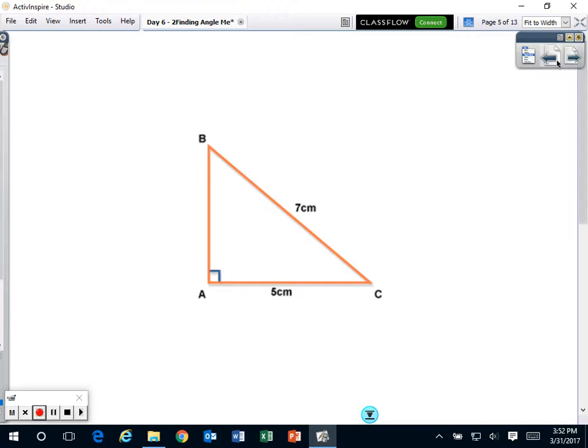All right, on this next one, let's do this problem here. They didn't really give you any directions on this. However, since what we're trying to find today is our missing angles, we're going to find both these missing angles, angle B and angle C, since we don't know them. So I'm going to go ahead and do angle B first.